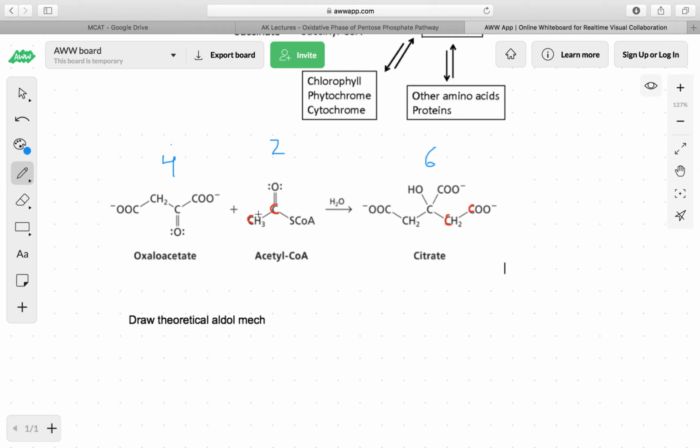So in base, we're going to abstract a proton from this alpha carbon of the acetyl-CoA. So your acetyl-CoA will be acting as your nucleophile, and it will attack this carbonyl group. So these 2 red carbons I drew in are going to be these 2 carbons on the side. And let's draw in where everything is here. So we're going to attack this carbonyl and push up this oxygen. So we should be getting an OH. So that's going to be this OH over here in the middle.